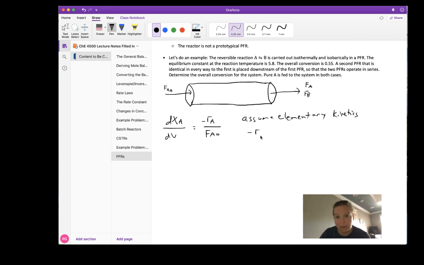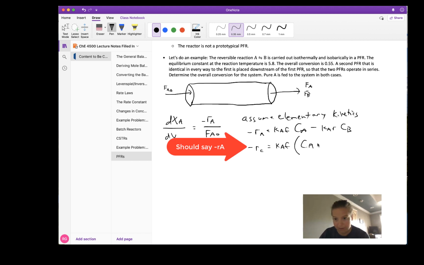And so then that would say that my rate law is going to be equal to k_AF C_A minus k_AR C_B, or I can simplify that: k_AF times (C_A minus C_B divided by K_C), where K_C is the equilibrium constant. And a really good reason to do that for this problem is because we're given a value for that. So this is my rate law.